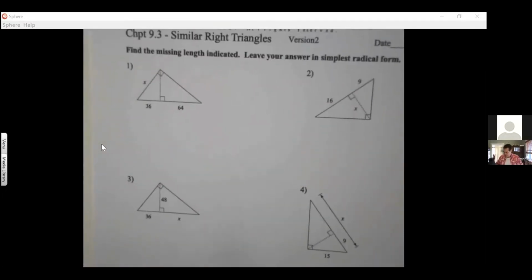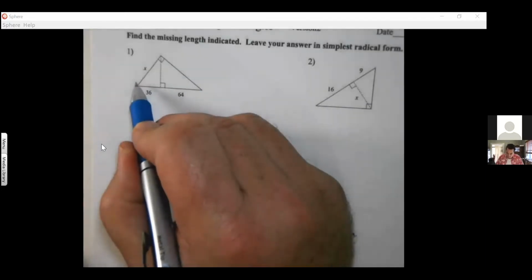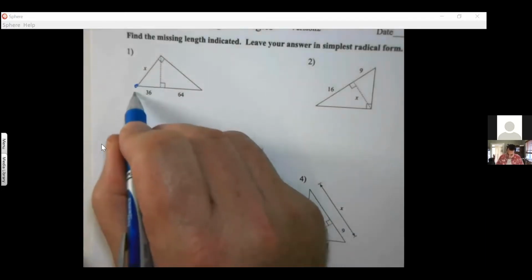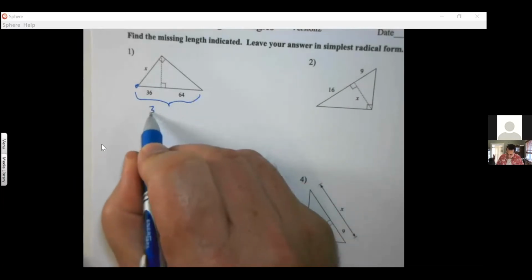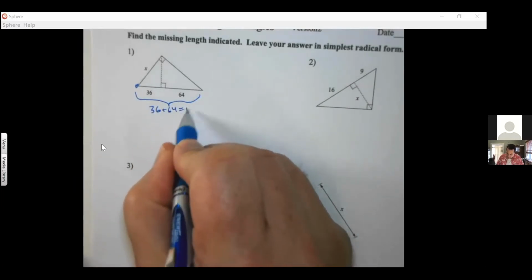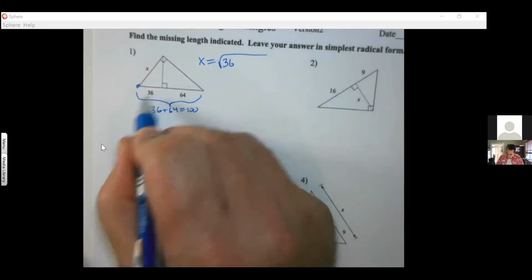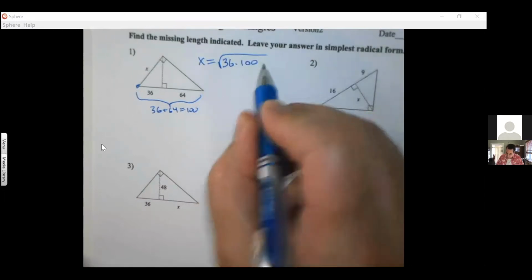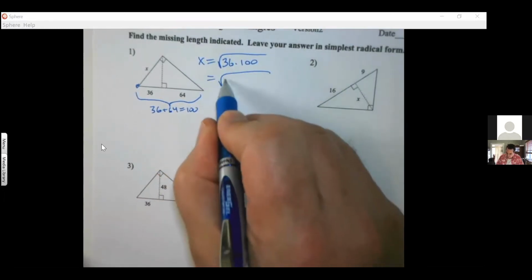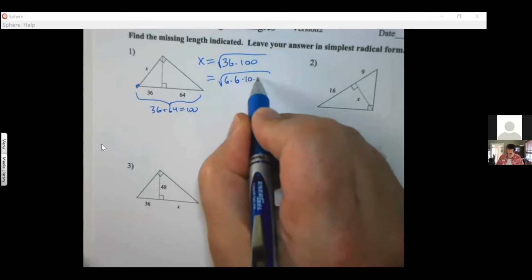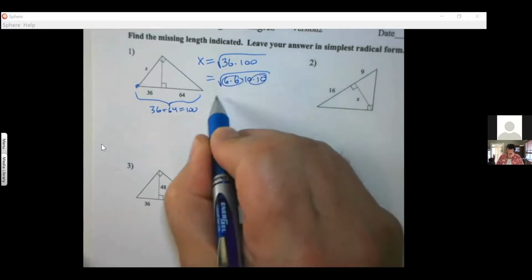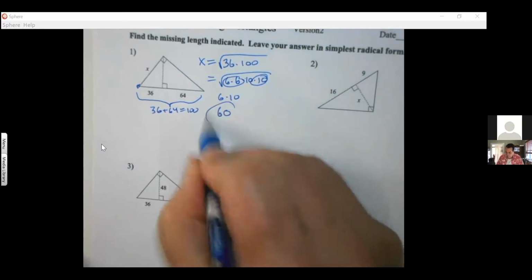To solve these ones, we'll just crank through it real quick. So this is a leg. It ends there. So I'm going to need this whole chunk. 36 plus 64 equals 100. So x equals square root, we're doing simplest radical form, 36 times 100. So I want to simplify that. 36 is 6 times 6, 100 is 10 times 10. So the answer is 6 times 10 is 60.